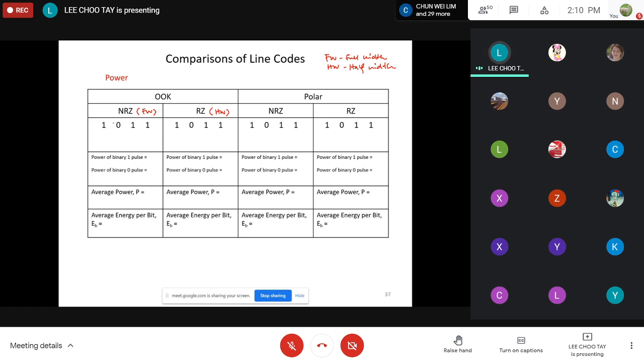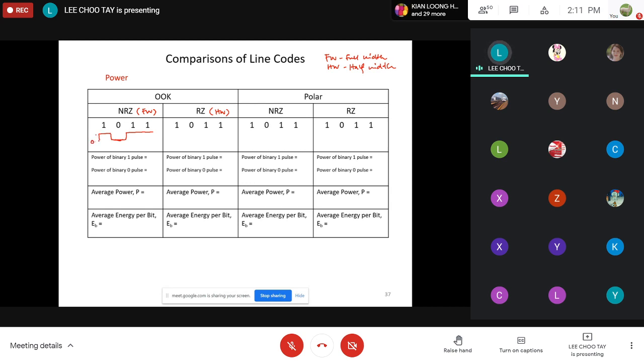So 1011, if you were to transmit using the on-off keying with the non-return to zero pulse, what that means is when we transmit a one, we transmit a pulse, non-return to zero, so it lasts for the entire bit duration. Then it goes back to zero because we transmit the next bit, which is a zero. Then the next bit is a one, so it goes up to one, and then the next bit is one, so it continues to stay at one. Let's say this is zero.